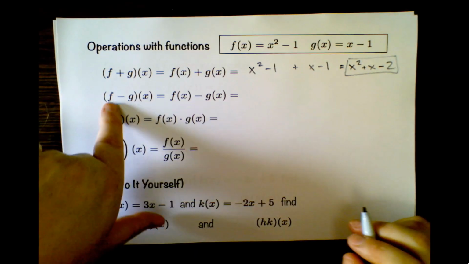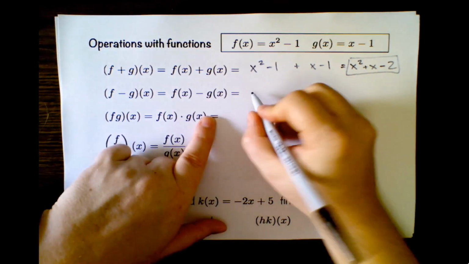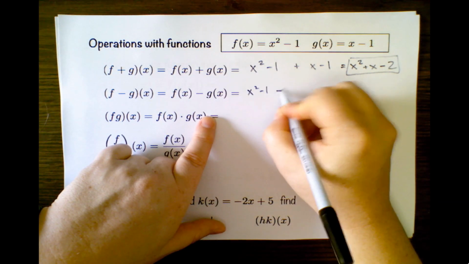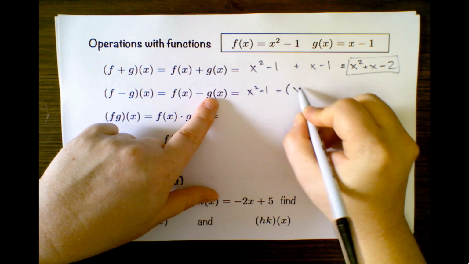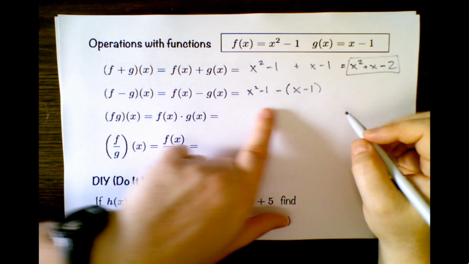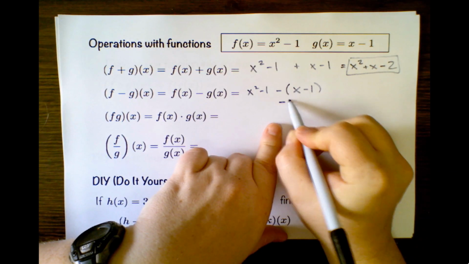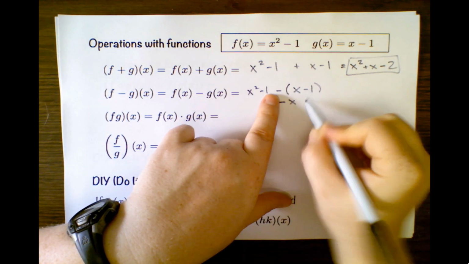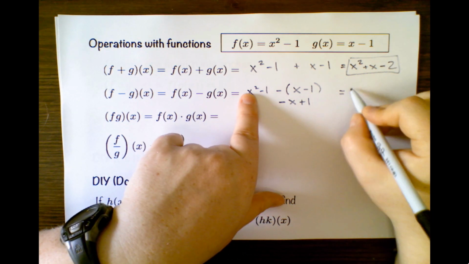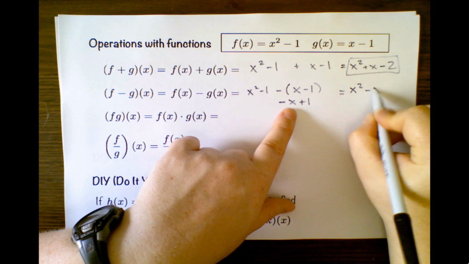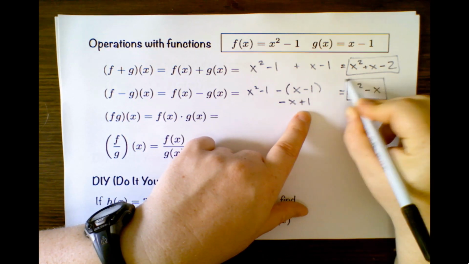Okay? f minus g of x just means that I subtract the 2. So I have x squared minus 1 minus, I'm going to have to worry about distributing a negative, so I'm going to put some parentheses here. Minus this x minus 1. Alright, I need to distribute the negative, so negative x, the opposite of a negative is a positive, so plus 1. Okay, so x squared is its own thing, minus x. Negative 1 and positive 1 cancels out, and so all we've got is x squared minus x.